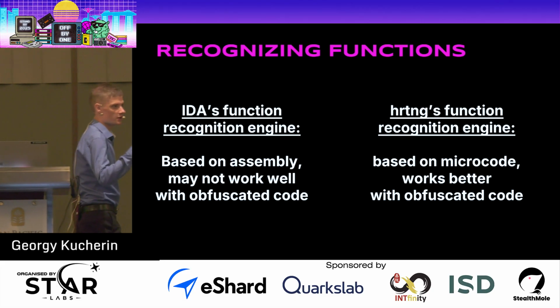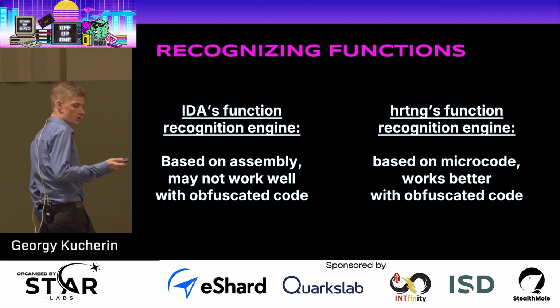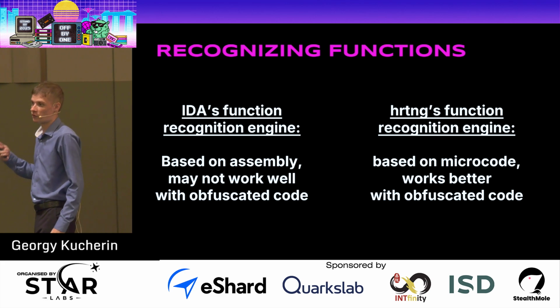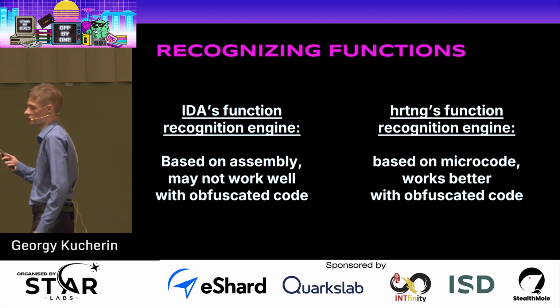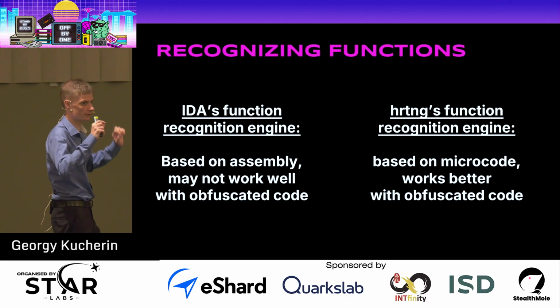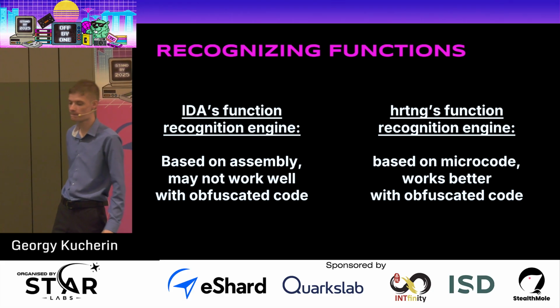Well, the issue is that this function is obfuscated. And because of the obfuscation, the FLIRT recognition engine doesn't work very well. It's based on assembly, and if you change the two assembly instructions or do something similar, the signatures won't work.